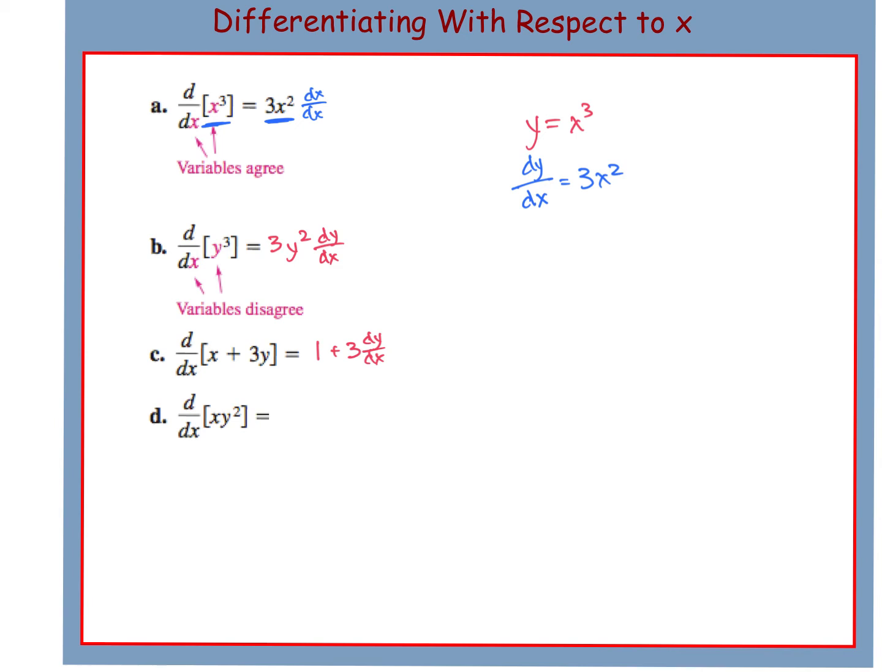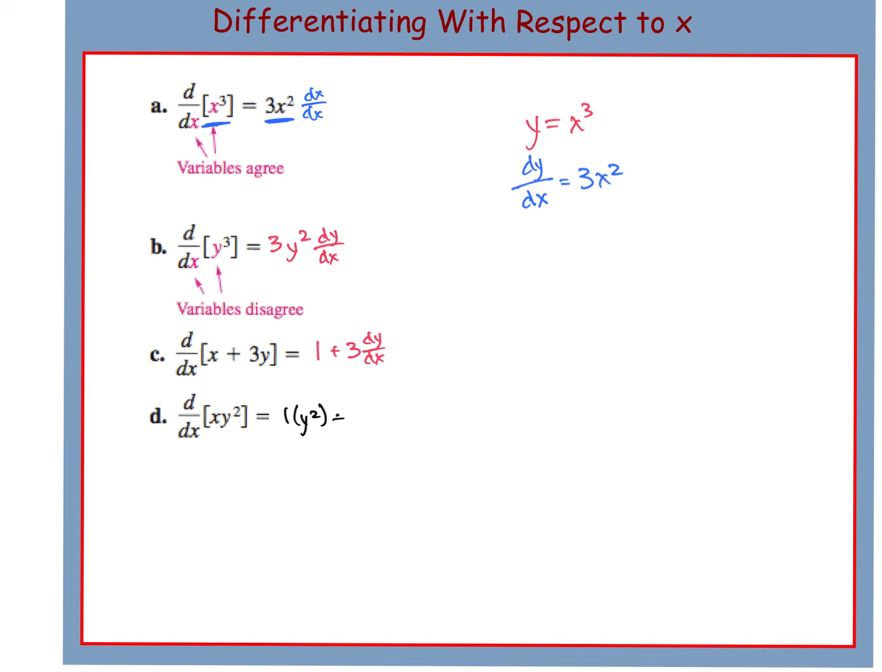So now I have x times y squared, and I'm taking a derivative with respect to x again. What rule is happening here? The product rule. So let's use the product rule. The derivative of my first is 1 times y squared. Does a dy dx pop out there? No, because I took a derivative of what? x. All right, I took a derivative of x.